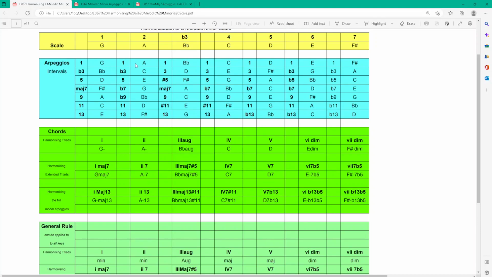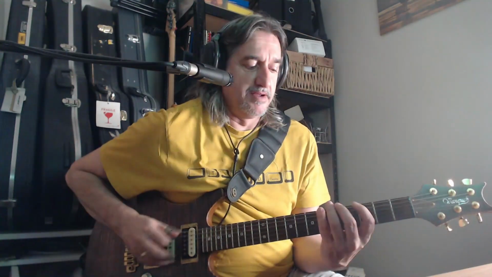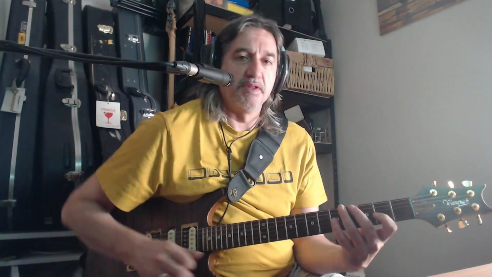So you're going to have a G minor triad, A minor triad, B flat augmented triad, C major triad, D major triad, E diminished triad, F sharp diminished triad. They are all actually contained in the scale. Here is your first minor triad, second minor triad, augmented triad, so B flat augmented in this case, major triad, diminished triad, back to a minor triad.